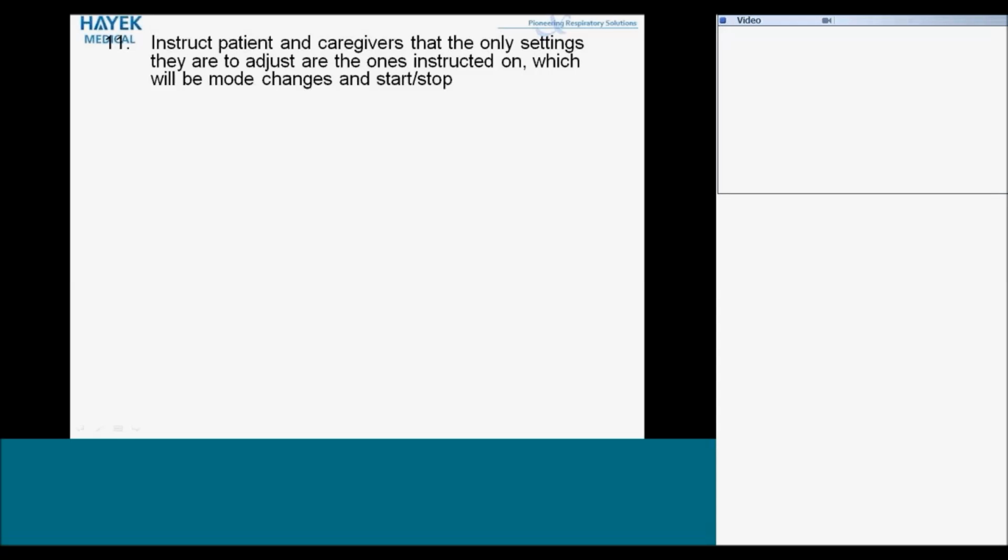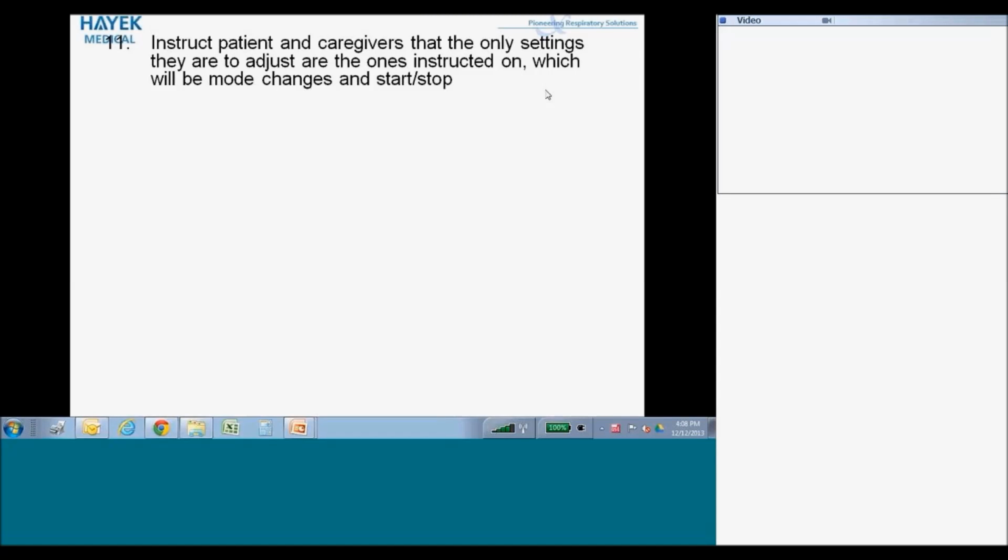Okay, you want to instruct the patient and caregivers that only the settings that are ordered are the settings that they're to be left on. You will be teaching them how to change mode from their support settings that are ordered to airway clearance if they're ordered for airway clearance, and then back. So they'll be doing mode changes, but they are not to change the setting levels. That requires a physician order, and it is part of our protocol and part of our evaluation process to make those adjustments if needed. But we don't want the patient doing that.